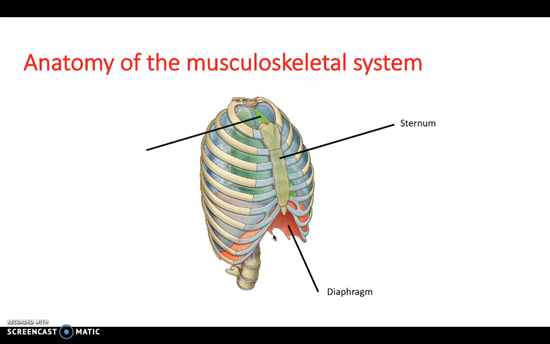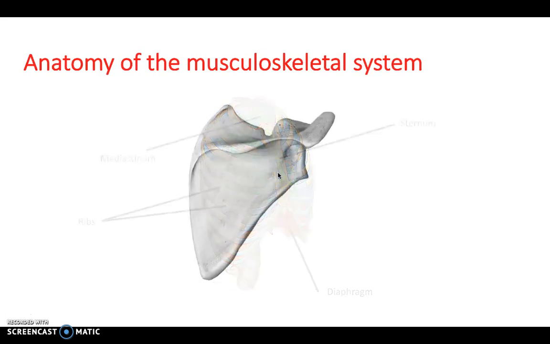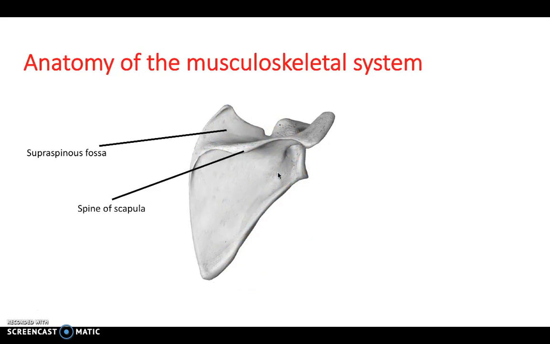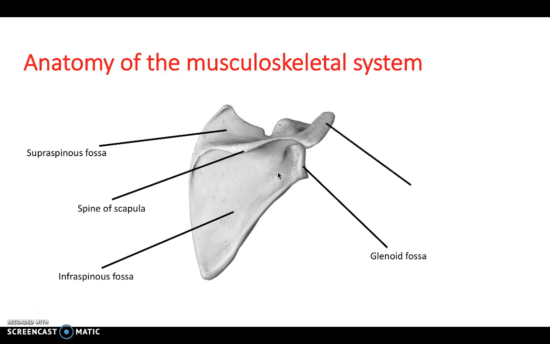So this is a picture of the thorax, and here we can see the sternum and the mediastinum. We can also see the diaphragm, and then we can see the ribs here and the costal cartilage joining them to the sternum in the middle. This is a picture of the scapula, and this details the different anatomical landmarks of the scapula, including the supraspinous fossa and infraspinous fossa, and this is your acromion process here, which protrudes posteriorly.